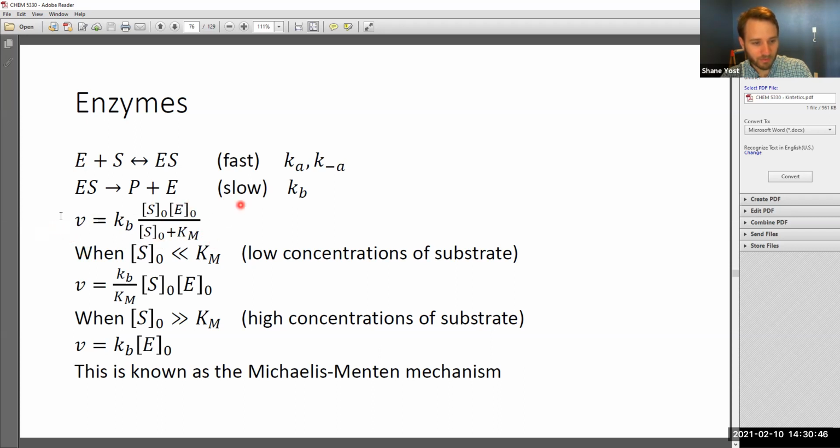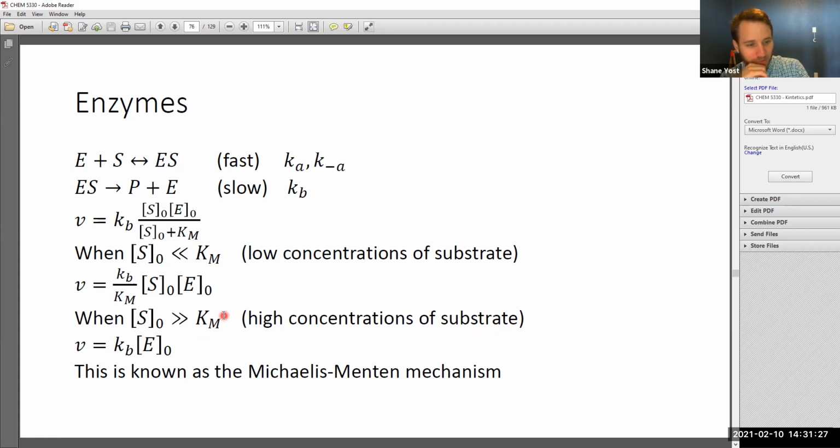And so this is the rate law for this simple mechanism in terms of the initial enzyme concentration and the substrate concentration. And then this Michaelis-Menten constant, which is K minus A plus Kb divided by Ka, and then this Kb rate constant here. And you can see that if you have a low concentration of substrate versus a high concentration of substrate, this rate law can either be dependent upon the substrate concentration or completely independent and just depend upon how much enzyme you have.